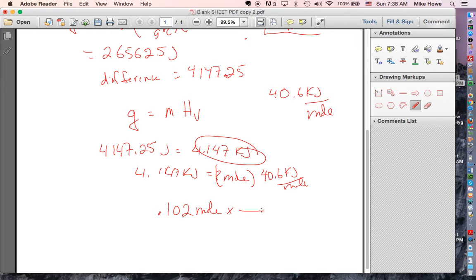You need to change that to grams, because the question said how many grams will actually be vaporized. And it is water, so we're looking at 18 grams per mole. So put moles down here, grams here. 18 grams of water is 1 mole. So 0.102 times 18, you'll vaporize about 1.84 grams. All right, there you go. That should be the final answer for number 31.